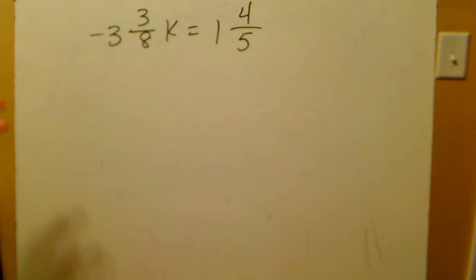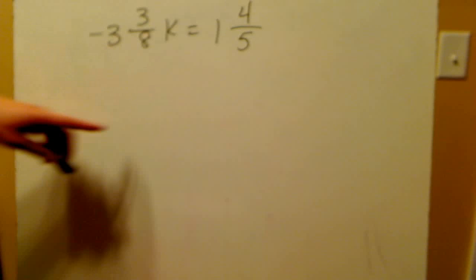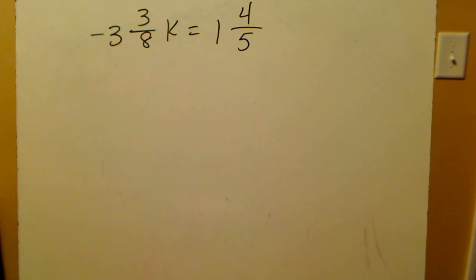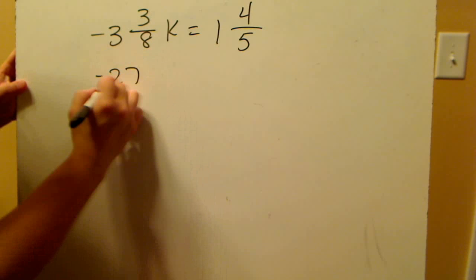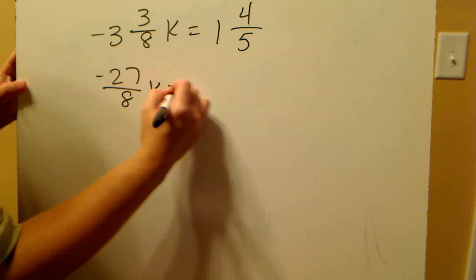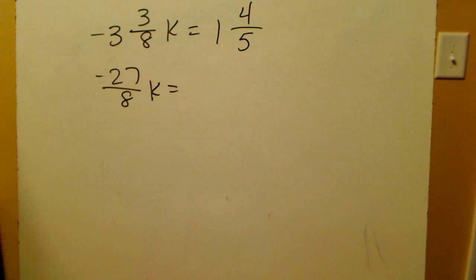Okay, so you need to change your mixed numbers that we have here into improper fractions, where the bigger number is on top. To do that, you multiply 8 times negative 3, which is negative 24, plus 3, which, 24 plus 3 is 27. So it's negative 27 over 8. And then in this case, it's going to be 9 over 5.